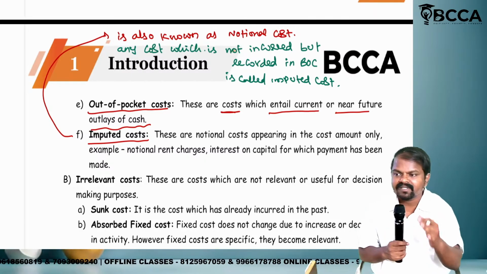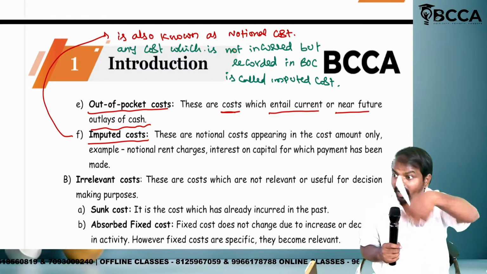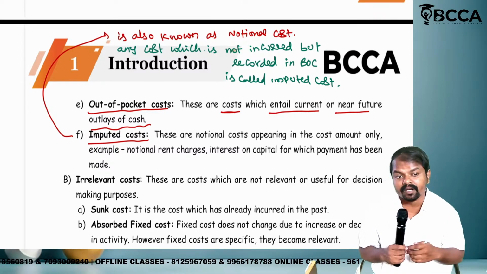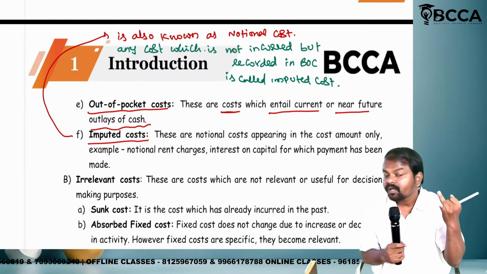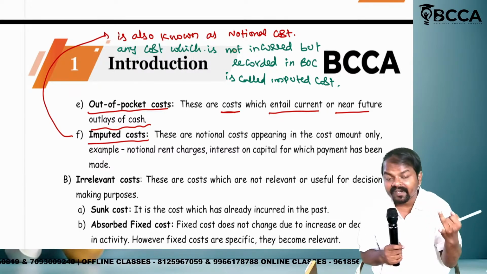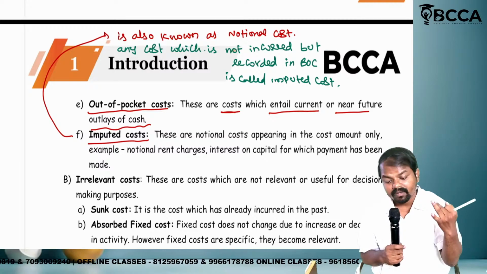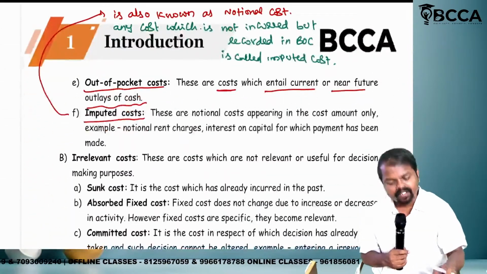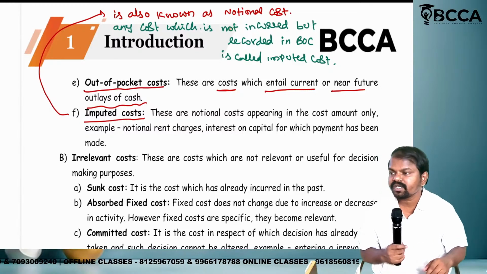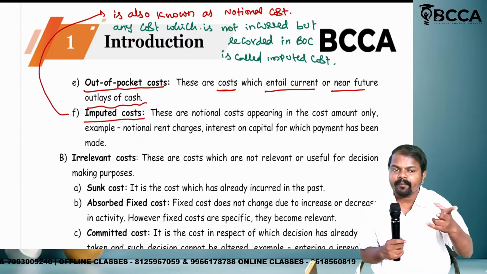Now tell me, what is the relevant cost? Under relevant cost, what types of cost are covered? Number one, marginal cost. Differential cost. Replacement cost, opportunity cost, out of pocket cost, imputed cost. Instead of imputed cost, one more word.